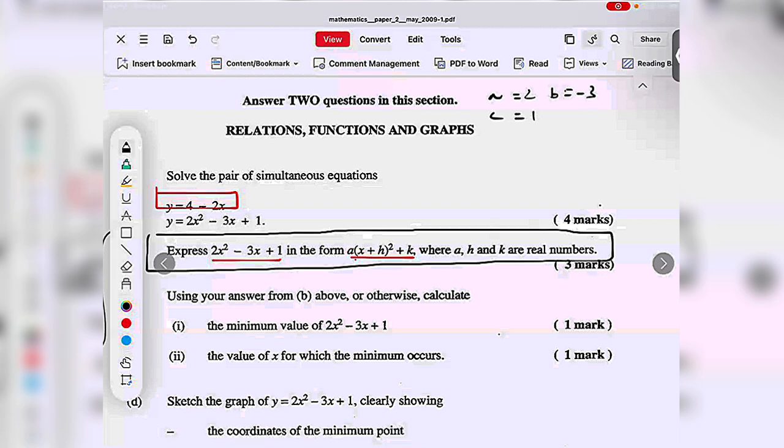All right, now that we have a, b, and c, we need 3 critical values. What are those 3 critical values that we need now? We need a, h, and k.